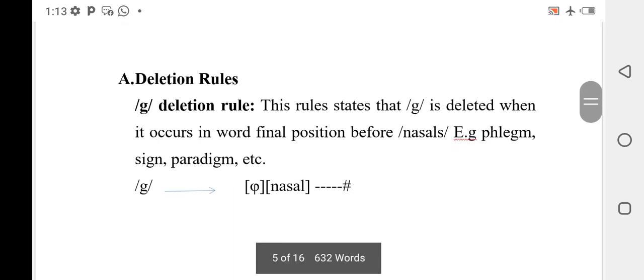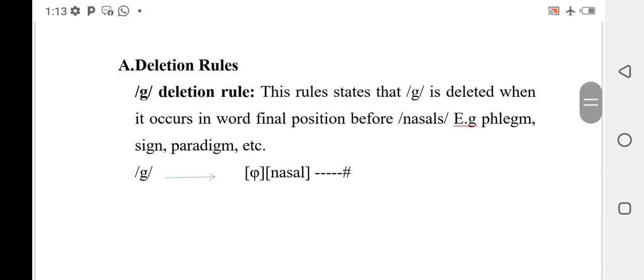Okay, let's now look at this formalization of rules. The first rule, deletion rule. Remember when we were talking about the voiced velar plosive occurring with nasals, that in that situation they are deleted. Okay, so we have G deletion rule. In G deletion rule, it states that G. So when you find it like this, enclosed, you are no more going to call it G. It is no more going to be a letter G. It has become a phoneme. So you will call it as the sound G.